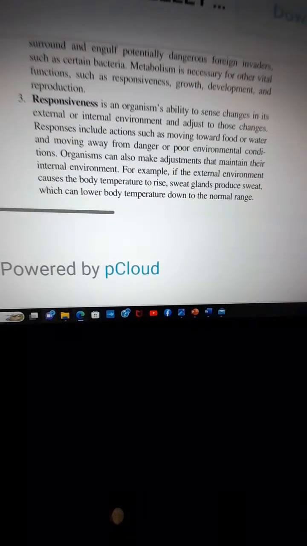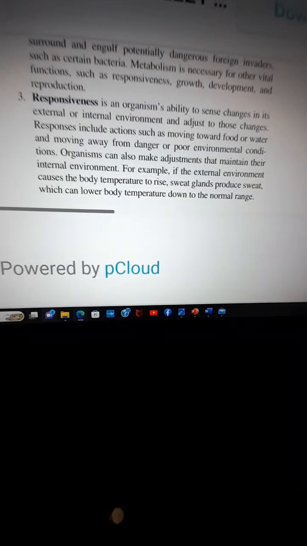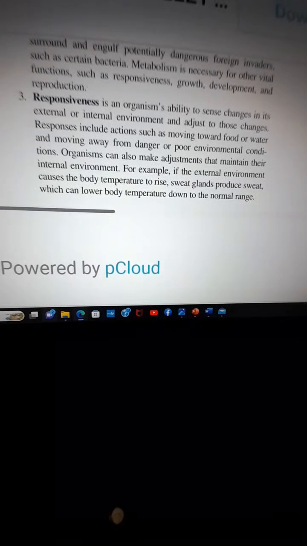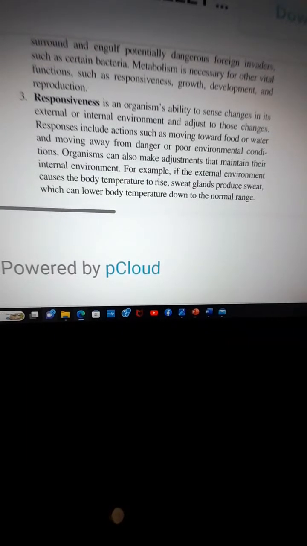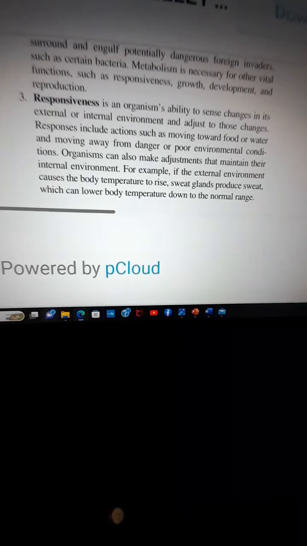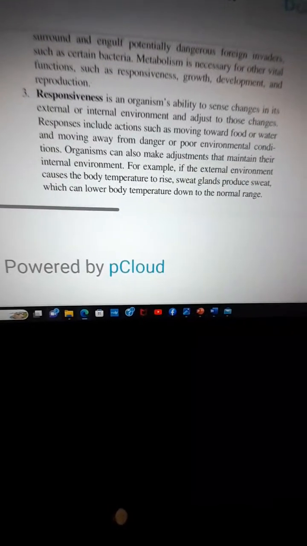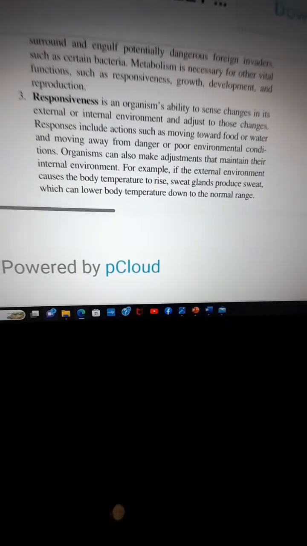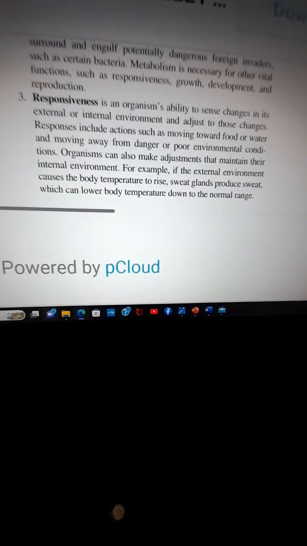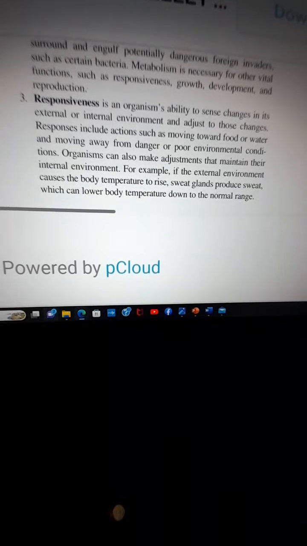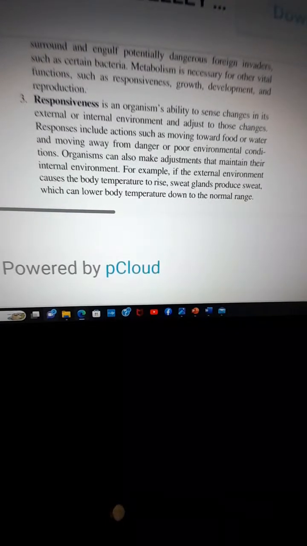Responsiveness is an organism's ability to sense changes in its external or internal environment and adjust to those changes. Responses include actions such as moving toward food or water and moving away from danger or poor environmental conditions. Organisms can also make adjustments that maintain their internal environment. For example, if the external environment causes the body temperature to rise, sweat glands produce sweat, which can bring body temperature down to the normal range.